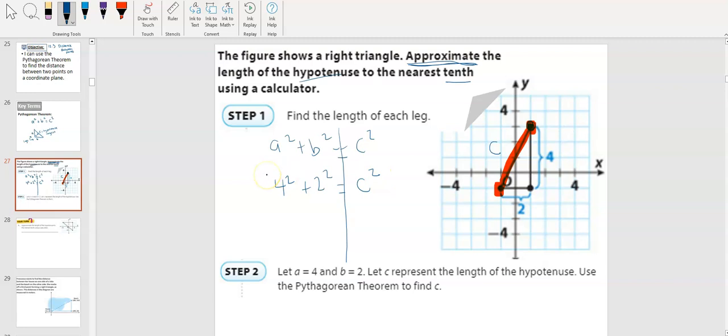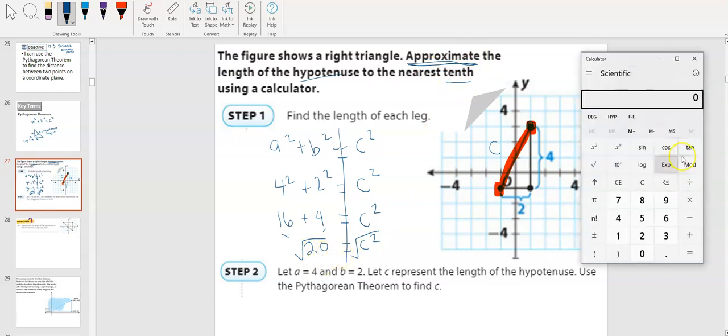So let's go ahead and do that. 4 times 4 is 16. 2 times 2 is 4. That equals C squared. Now I'm going to add these 2 things together. 16 and 4 is 20. And you should immediately know that 20 is not a perfect square. So when I do this square root, I am going to have to approximate and round my answer to the nearest tenth. So I'm going to pull out my calculator.